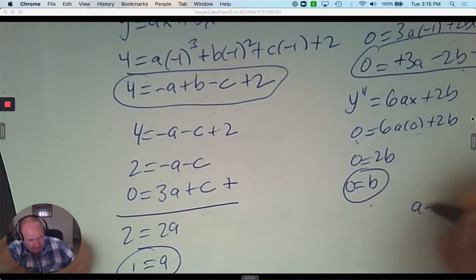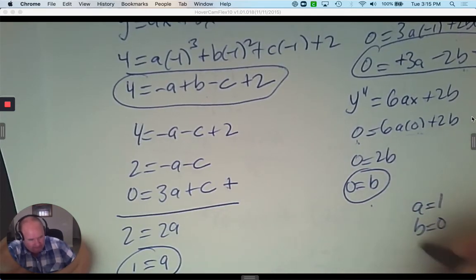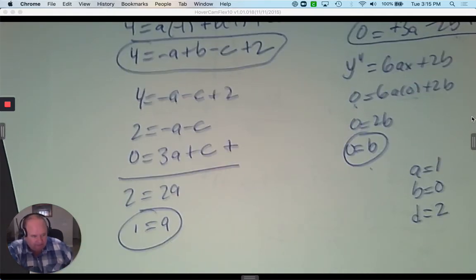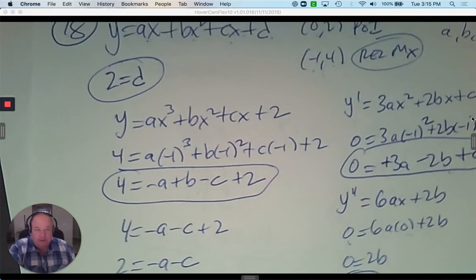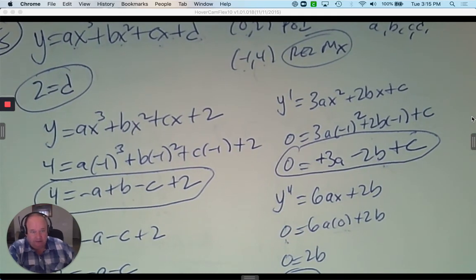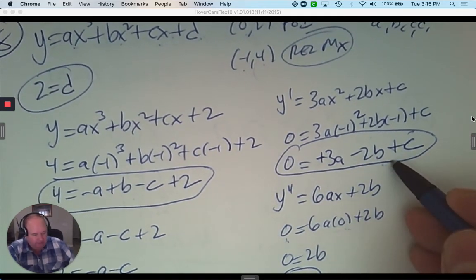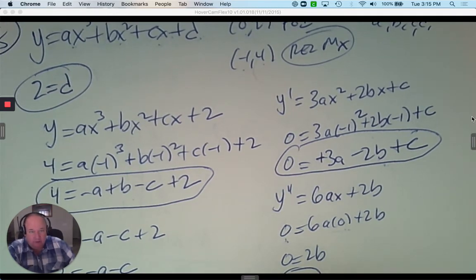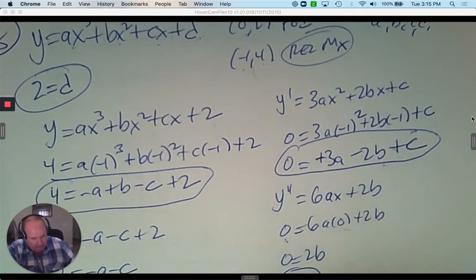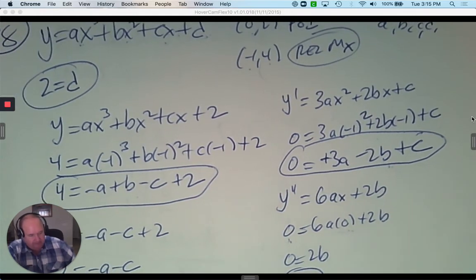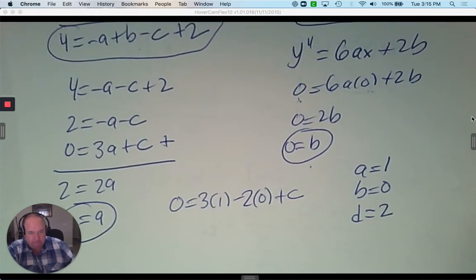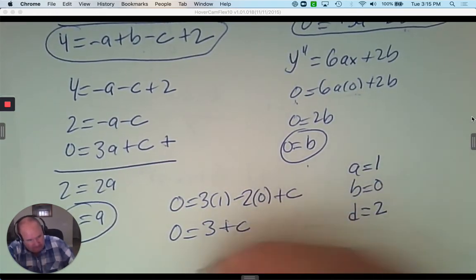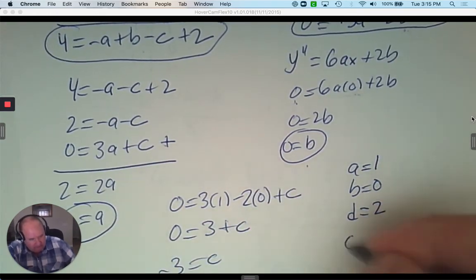So we have a is equal to 1, b is 0. Let me summarize it here. A is 1, b is 0, d is 2. What variable is left that we don't know is c. So we come back and pick an equation with c in it. So I'm going to do this one with c in it. So I'm going to go 0 equals 3a, we know a is 1, minus 2b, we know b is 0, plus c. And then we solve it. So you get 0 equals 3 plus c, subtract, and you get all the answers.